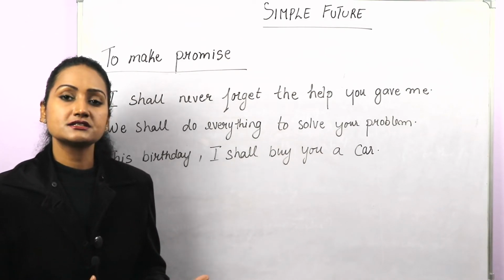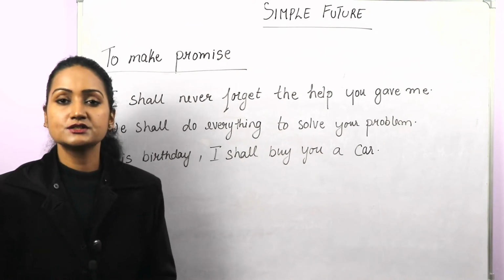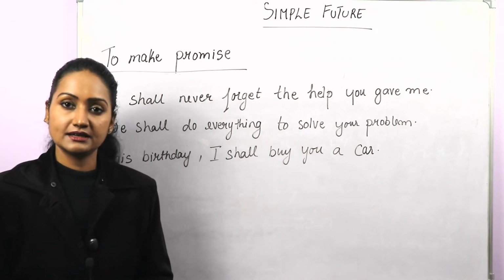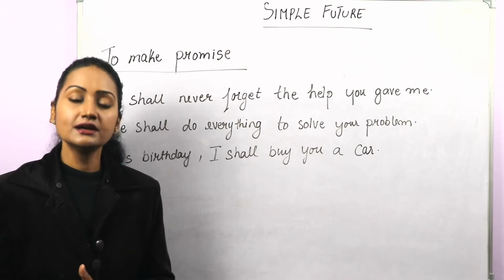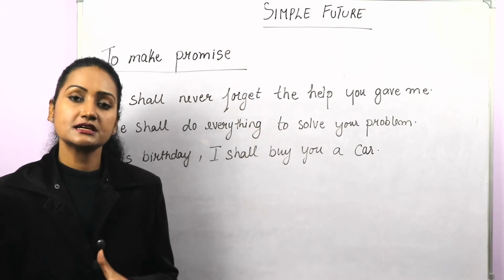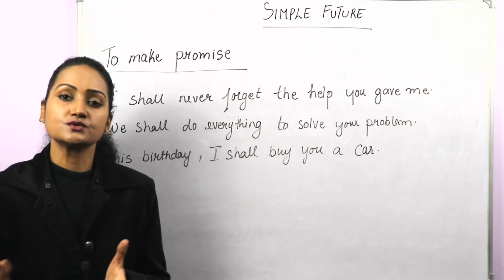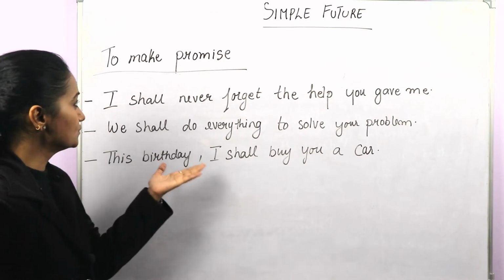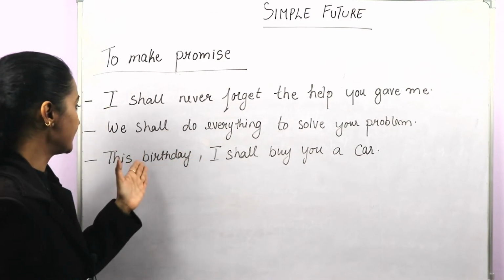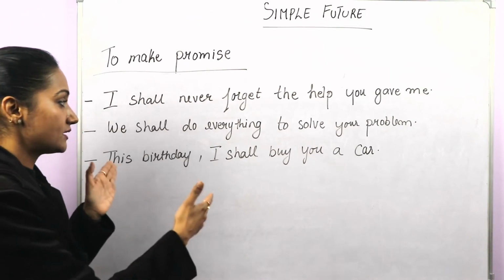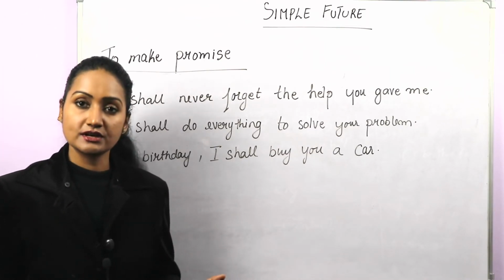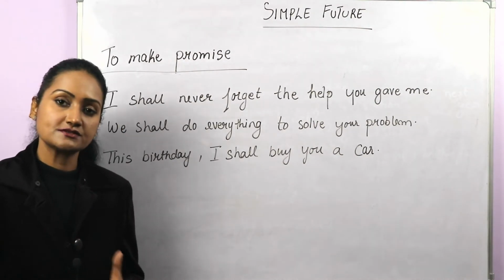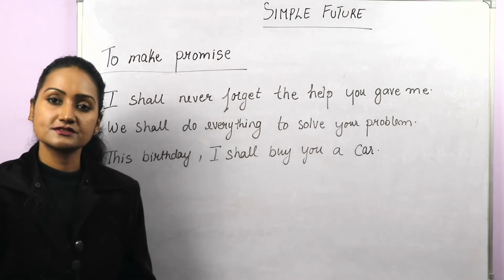We have seen that for making promises, we can use will also. For example, I will buy you a car on your birthday. I will help you. Okay, so these kind of sentences, it is completely your choice whether you want to use will or shall. Both are acceptable. Here you can see that I have used shall with I and we only, but I have not made these sentences interrogative. They are positive sentences. You can use shall in a positive sentence. You don't have to make an interrogative sentence.